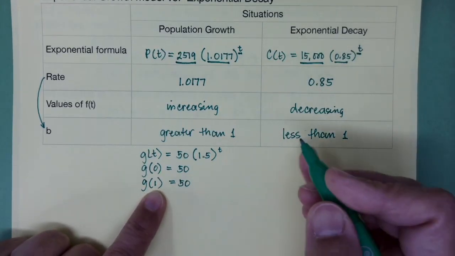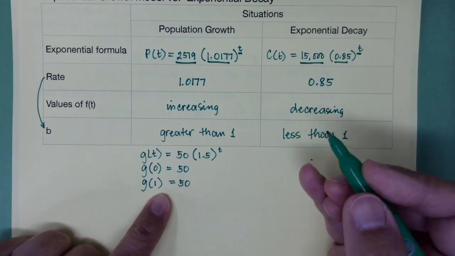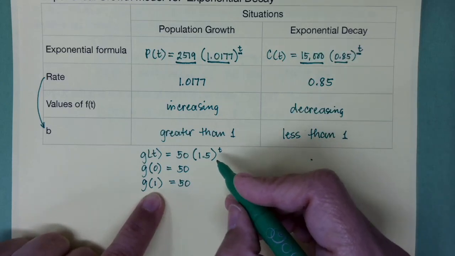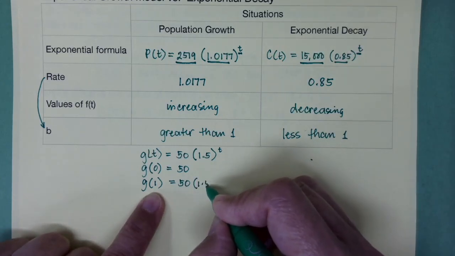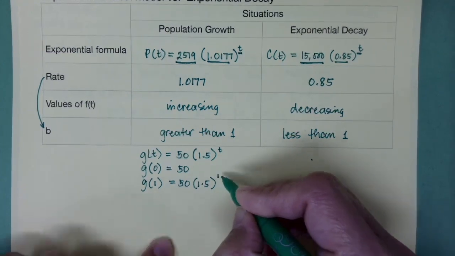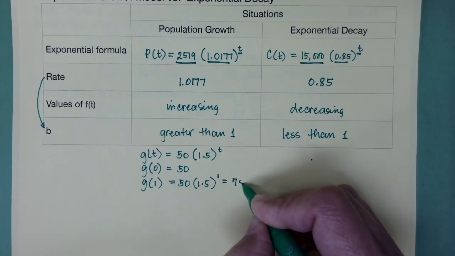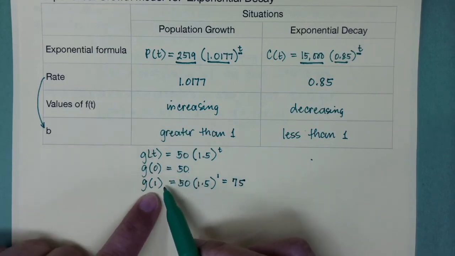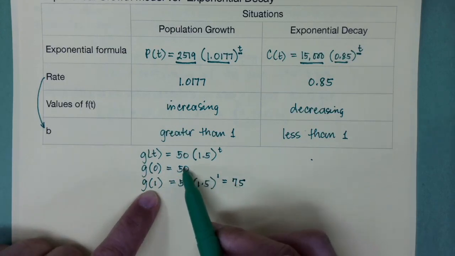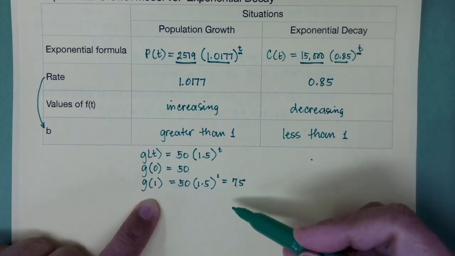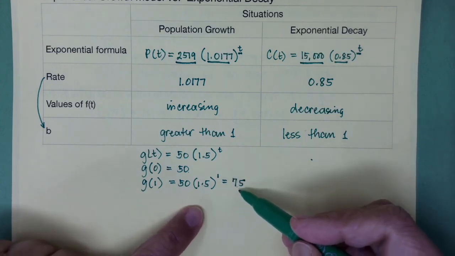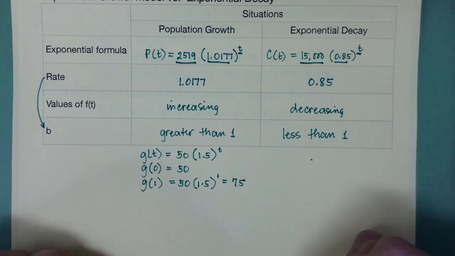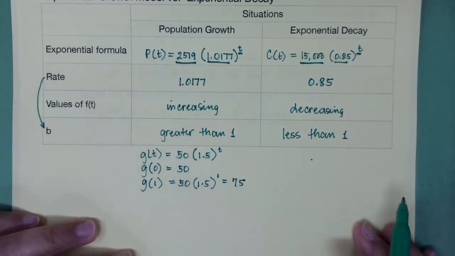After 1 month, 1 year, 1 day, or 1 hour, depending on the unit of time, that will be 1.5 raised to the power 1, and that will give us 75. So now you see, from g of 0 being 50, g of 1 is now 75. So there is an increase. If you increase your t, then the value of your function also will increase.